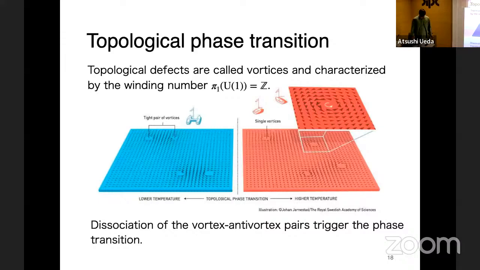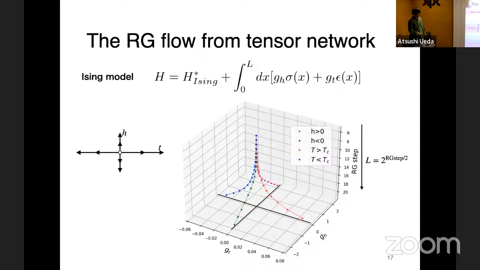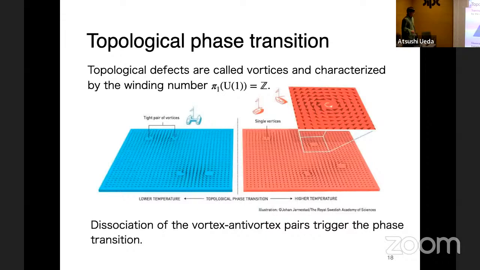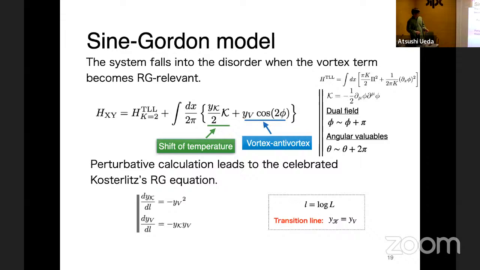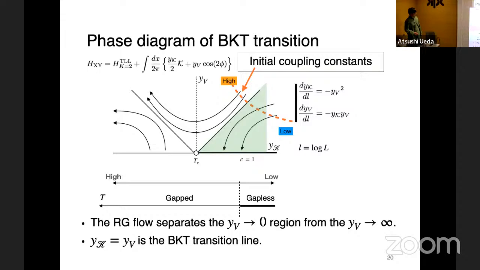Another example that I want to show, because this one is a little bit simple and boring, is the topological transition. As you may know, the XY model has this topological phase transition, which is driven by the dissociation of the vortex anti-vortex pair. And this transition can be described by a sine-Gordon model as this one, with a shift of temperature and the vortex anti-vortex fugacity, kind of the inverse of the chemical potential. Using the standard perturbation theory, Kosterlitz derived the famous Kosterlitz RG equation as this one. And the RG flow diagram is this one, just by solving the equation.